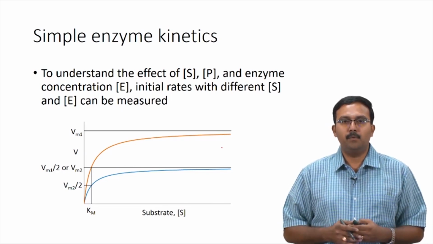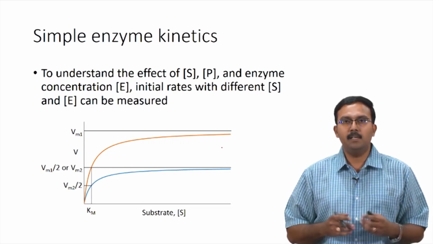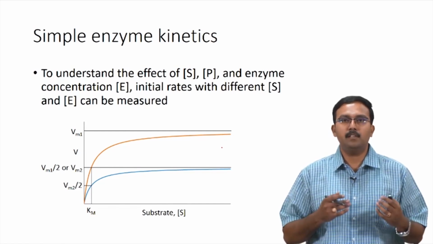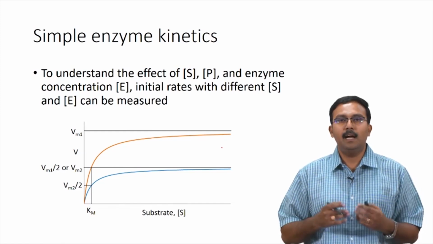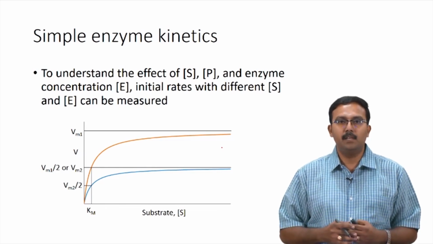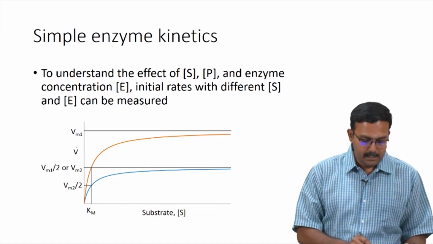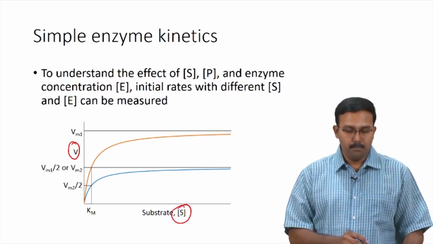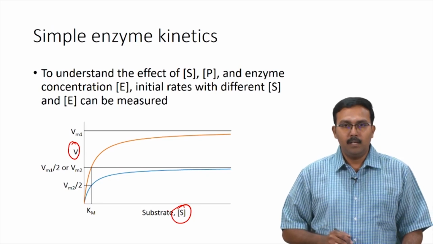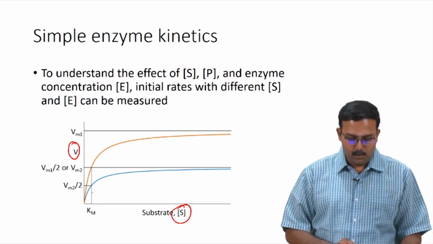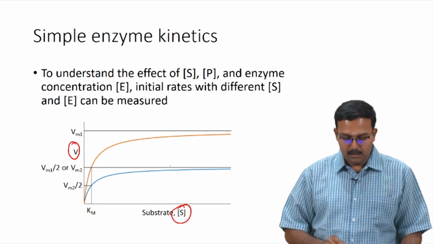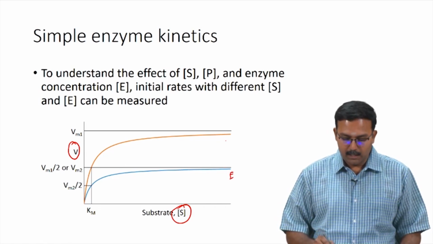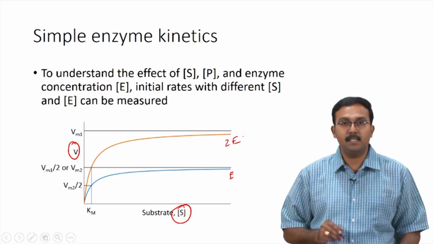What you have here is results from multiple experiments where different concentrations of substrate and enzymes were used and the initial rate of the reactions were measured. So, this was plotted as initial rate V versus substrate concentration S. This particular plot follows saturation kinetics. As you can see here, you have two different curves, one for an enzyme concentration E and the other one is for an enzyme concentration of twice E.